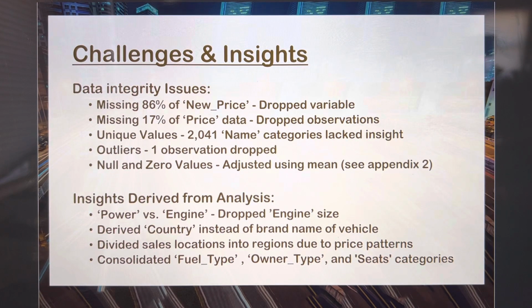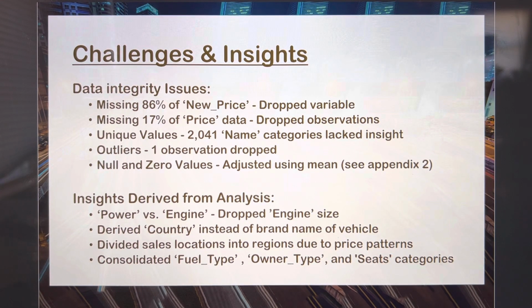We faced several challenges while building our model. We found that 86% of new price data was missing, and this was a potentially important independent variable for our model, but we simply had to drop this feature because of too much missing data. We also found that 17% of our observations were missing price data, so we had to drop these observations as well because price is our target variable and we needed that in order to train our model.